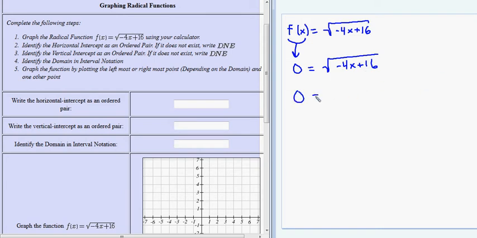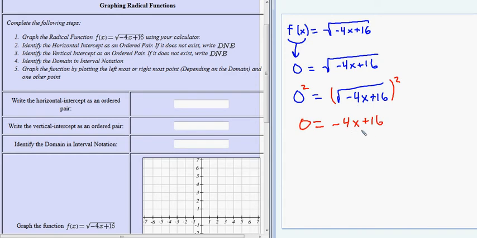I'm just going to recopy this so that things don't get too messy. Here's my equation, and what I want to do is square both sides. I'm going to square the left-hand side and the right-hand side. Squaring the left-hand side, 0 squared is 0 times 0, which is 0. On the right-hand side, the radical and the squaring operations cancel each other out. They're inverse operations, leaving just the radicand, negative 4x plus 16.